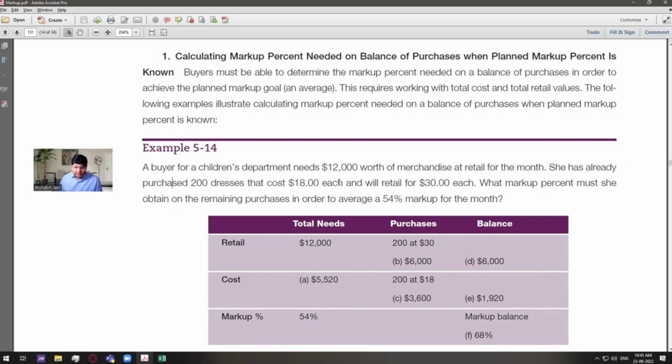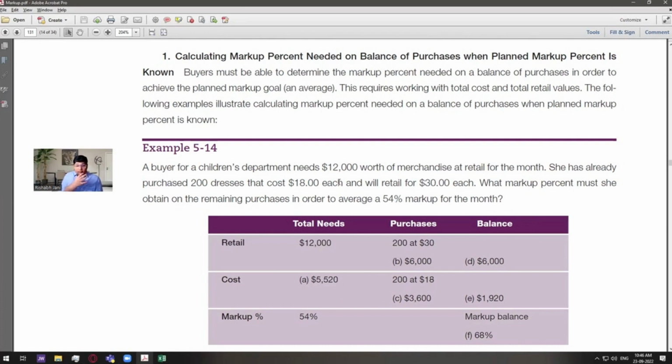Okay, so what's the first thing? What do we need to find? What are we looking for? Question to the group. What are we looking for? The amount that she has spent and the balance, what is left to purchase. Right. So perfect. There we go. Thank you very much for that.